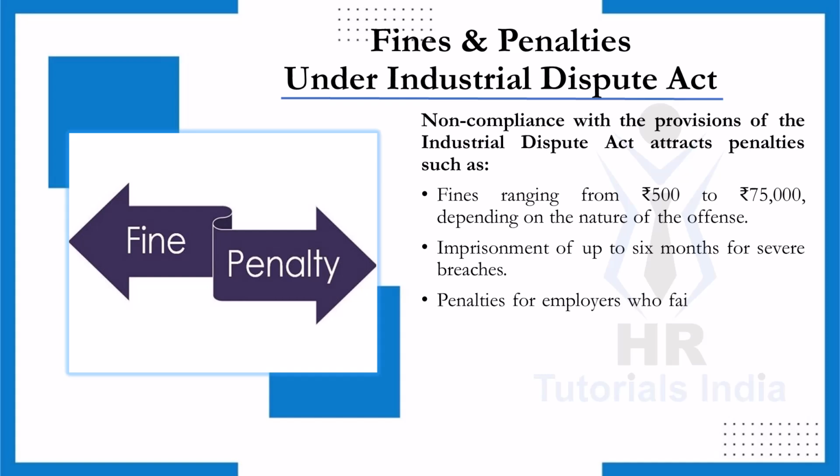Employers who do not comply with the decisions made by industrial tribunals or courts face penalties. These can include fines or legal action that may compel the employers to follow through on rulings that affect worker rights or dispute resolutions. Such penalties emphasize the importance of adhering to legal judgments and maintaining industrial peace.